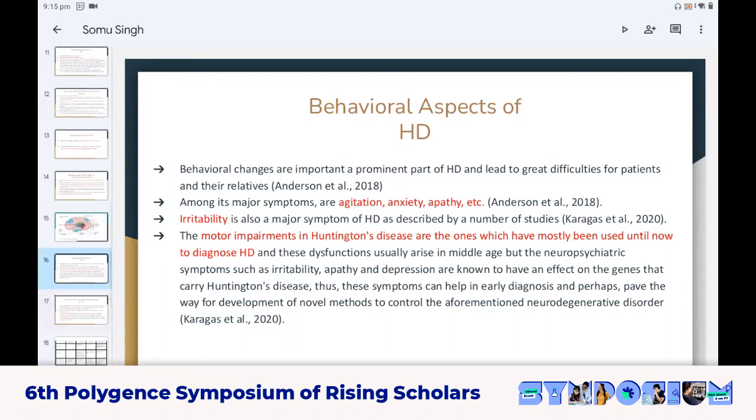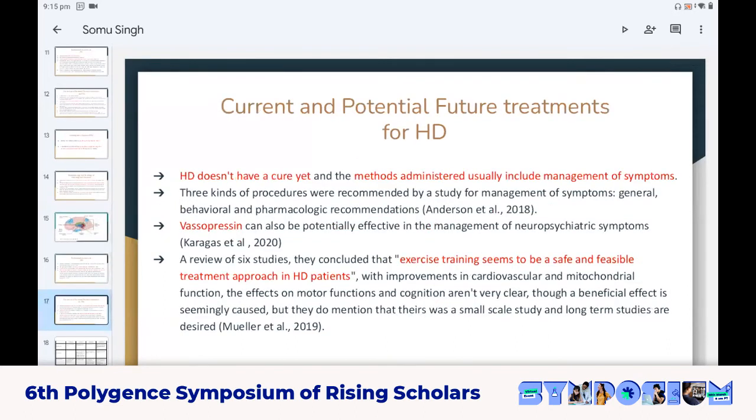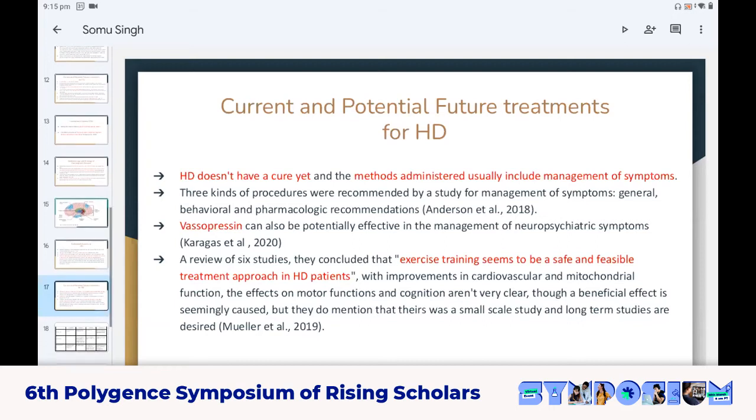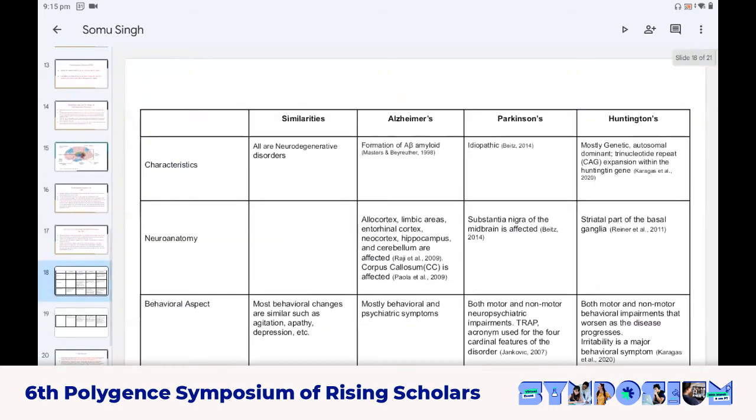Next, in the current and future treatments part, even Huntington's disease sadly doesn't have a cure, and the methods administered usually include management of symptoms. And a study described that even exercise can be used as a tool to serve as some sort of management therapy for Huntington's disease patients. And at the end, we made this table of similarities and differences.